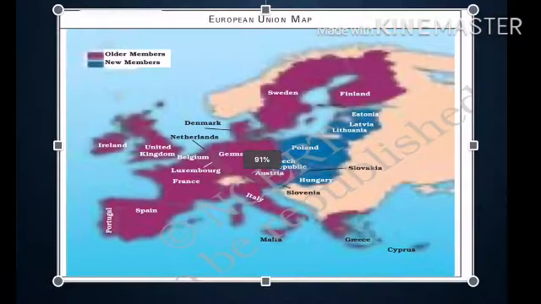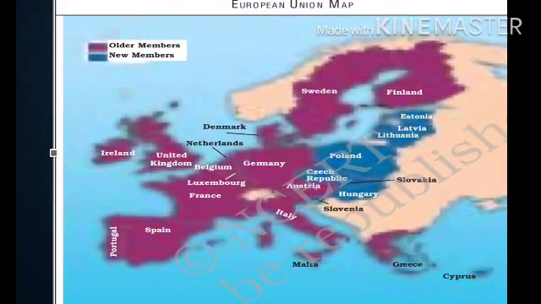This map shows the 10 countries who joined the European Community. These are the new countries. The blue shaded and purple shaded ones are the older countries.